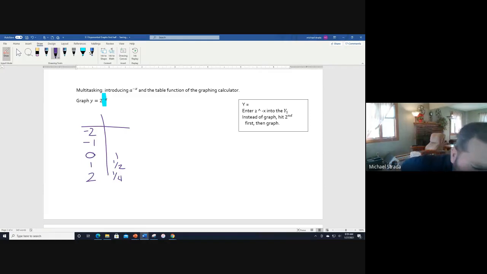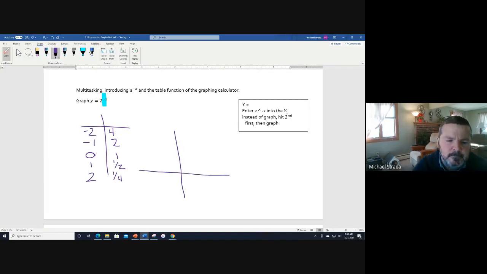It's basically just the reverse of the first graph we did. When I plug in negative 1, the negative of negative 1 turns that into 1, and 2 to the 1 is 2. When I plug in negative 2, 2 to the negative negative 2 becomes 2 squared, which is 4. So their roles just reverse. (0, 1) is still there. (1, 1/2) is going to be there. (2, 1/4) is going to be there. (-1, 2) is going to be up there. (-2, 4) will be there.